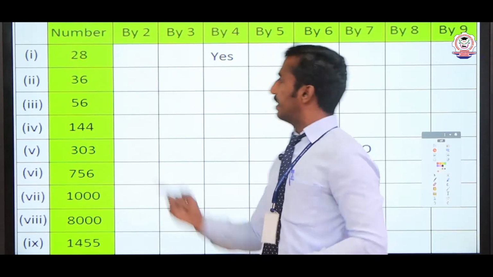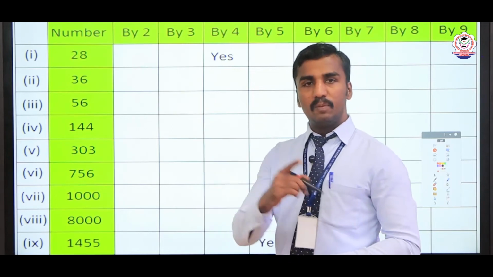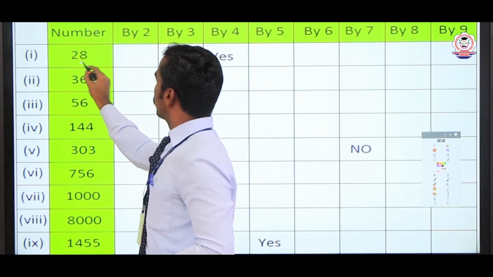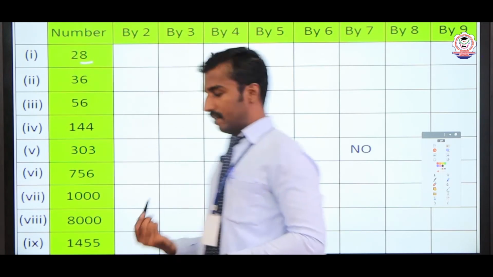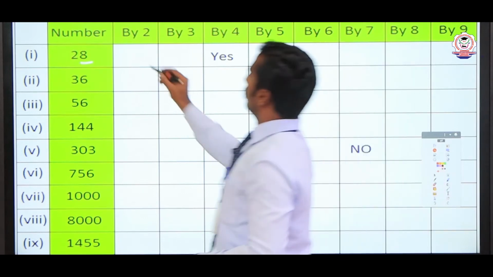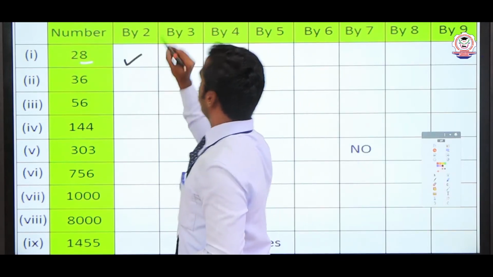The first number is 28. Divisible by 2 condition: the unit place should be an even number. Here the unit place is 8, and 8 is an even number. So this number is exactly divisible by 2. So yes, put a tick.